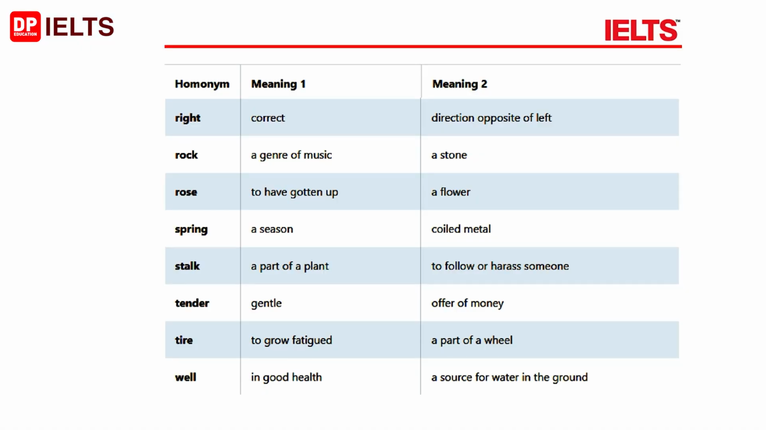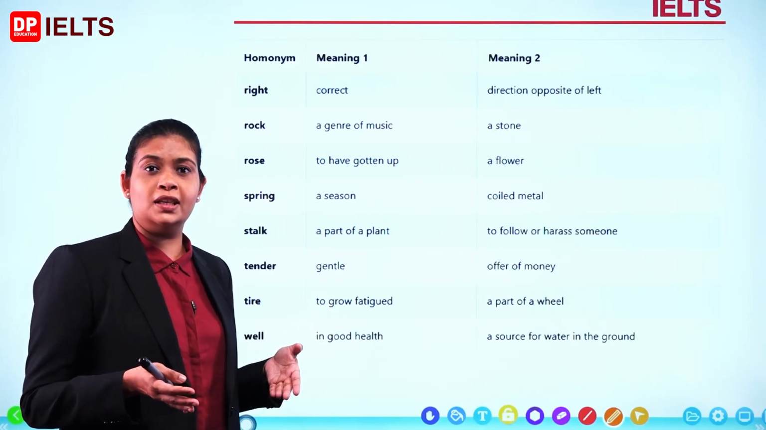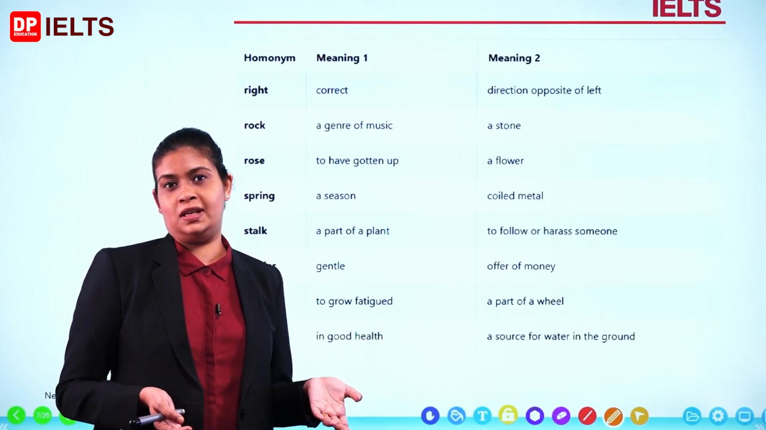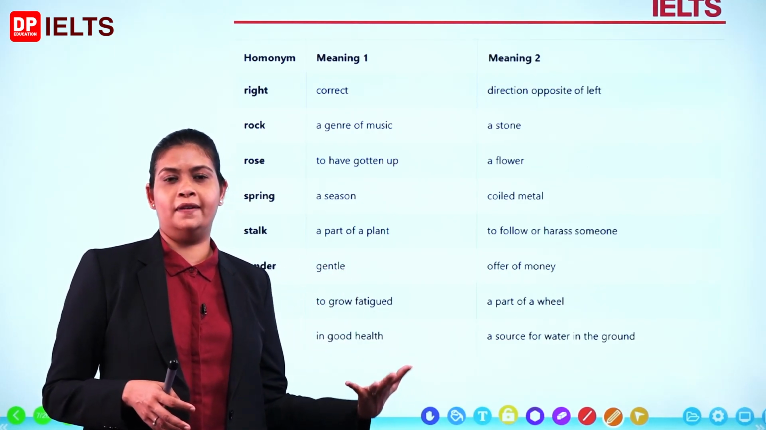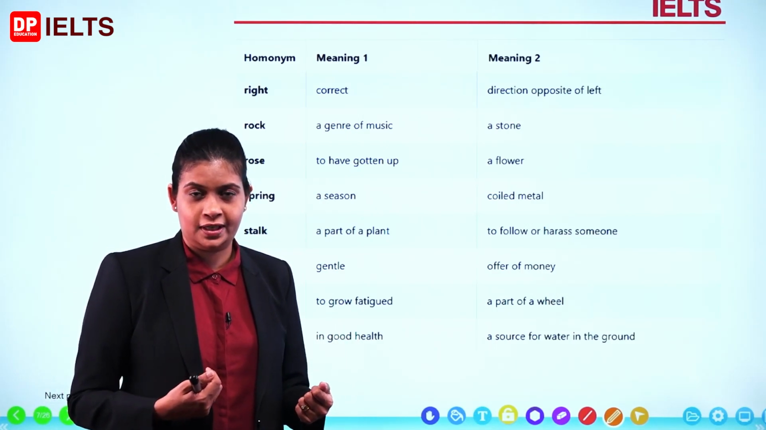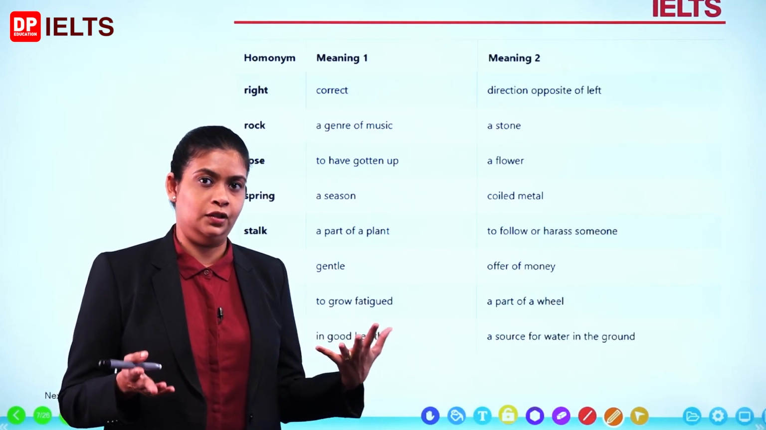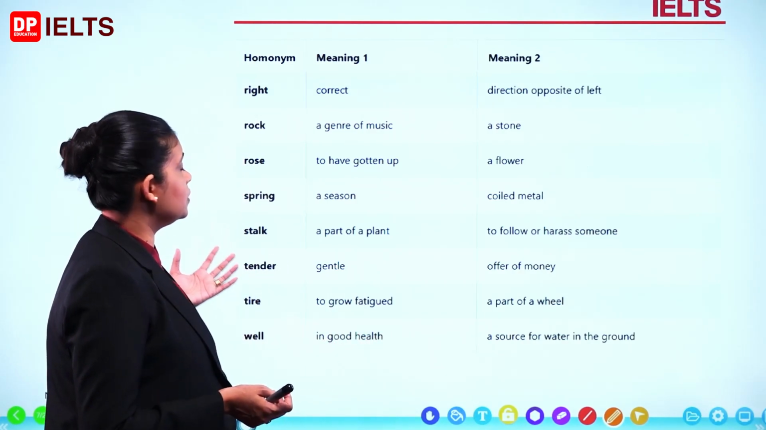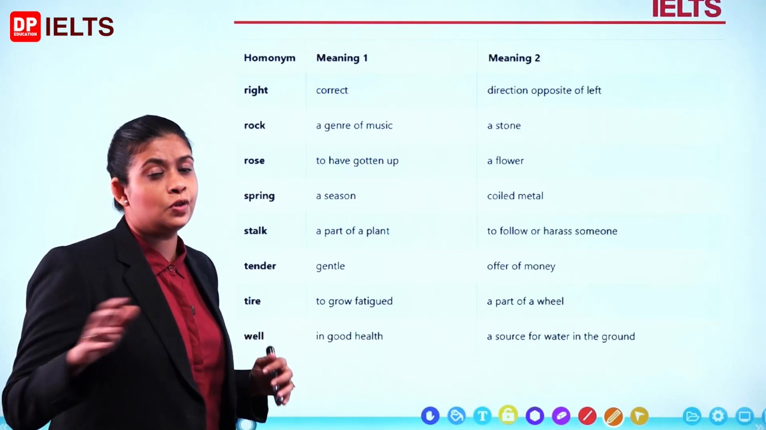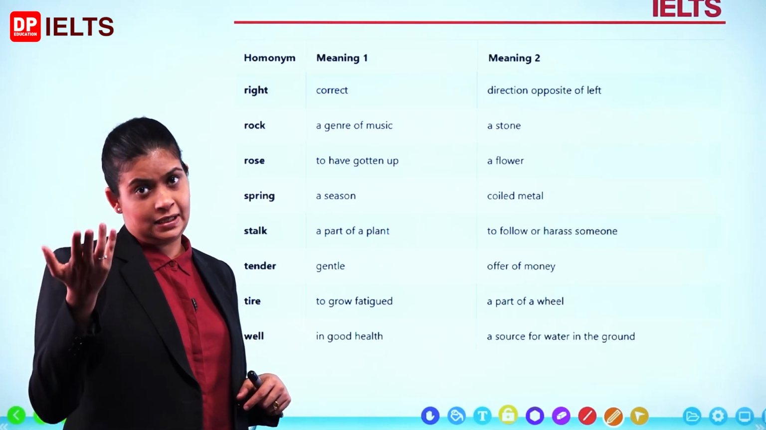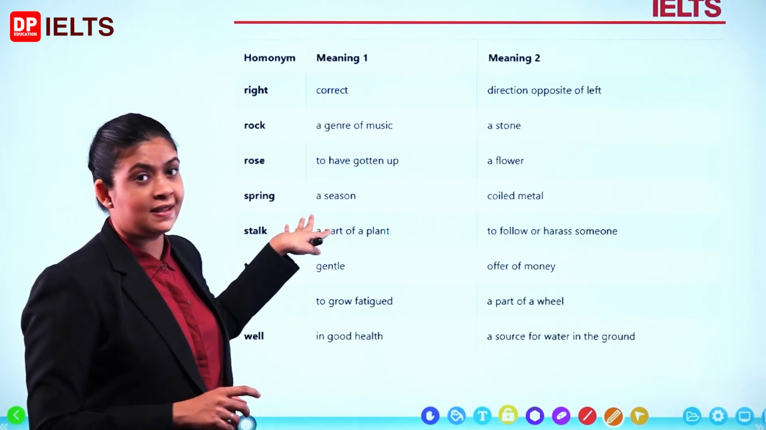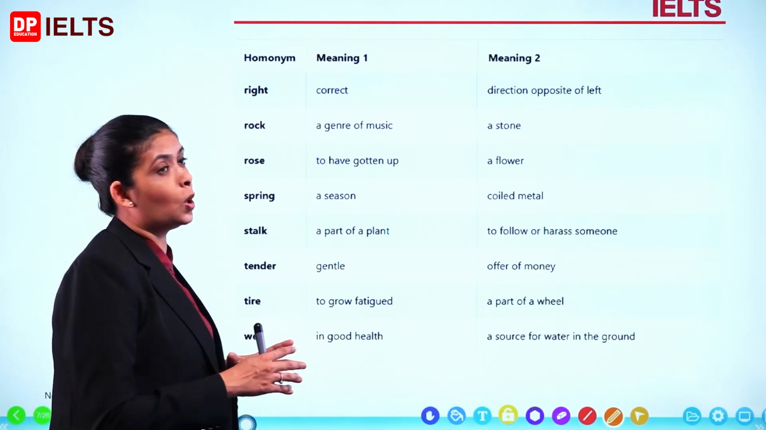So moving on to the next one, rock is a type of music, and when I was doing my beginner level, I did teach you the different types of music, like rock, and then country music, right? So it's a different genre of music. And then rock also means the usual rock. Rose is a type of flower, right, which comes in different colors. And rose also means the past tense of rise, get up. Okay, so got up. Spring also is a season, and also it's a type of coiled metal.